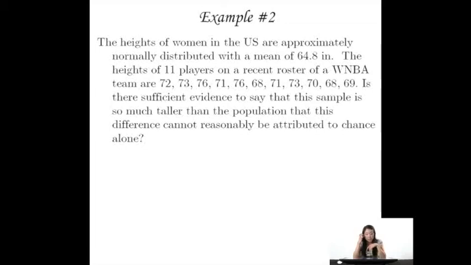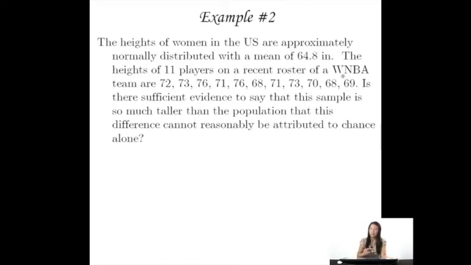Now let's do example 2. The heights of women in the United States are approximately normally distributed with a mean of 64.8 inches. The heights of 11 players on a recent roster of the WNBA team are these in inches. Is there sufficient evidence to say that this sample is so much taller than the population that this difference cannot reasonably be attributed to chance alone?